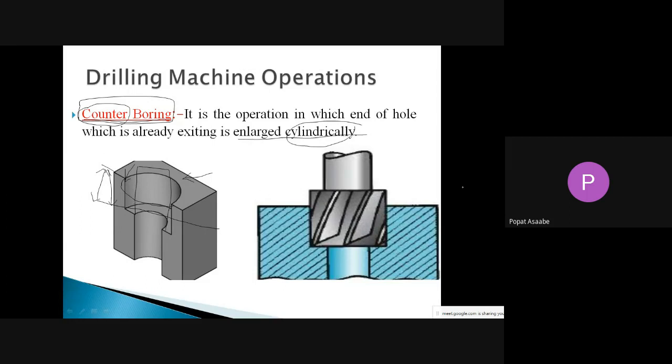Once again I will repeat here. Suppose we have one workpiece, and on that workpiece we have already produced this hole. Boring means increasing the diameter, but here they have given counter boring. Counter boring means only that much portion, only a small portion of that existing hole, we make the enlargement. But which type of enlargement do we have to do? Cylindrical. That cylindrical enlargement we can produce like this. This is called counter boring.